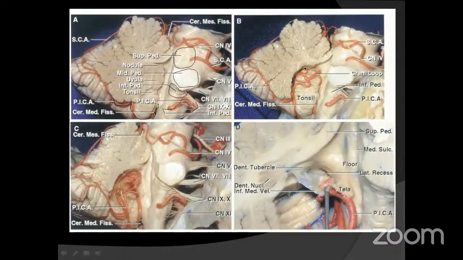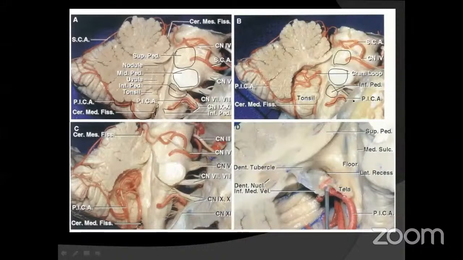Again, similar dissection. Now we have dissected out some tissue. We have dissected out the nodule. We have dissected out the peduncles just to give you a better picture of the course of PICA. Again, similar diagram, but better dissection. We can see this is going to be the middle cerebellar peduncle. The superior cerebellar peduncle will be somewhere here, and the inferior peduncle would be somewhere here. We can see this is PICA.